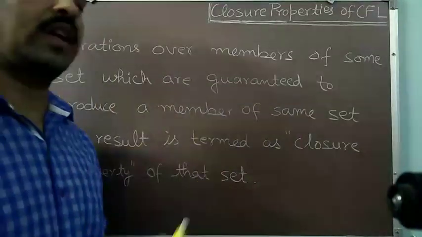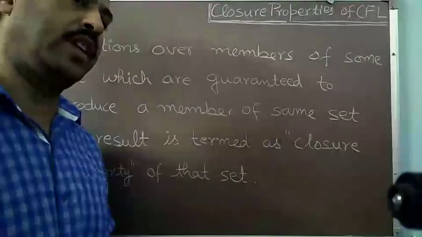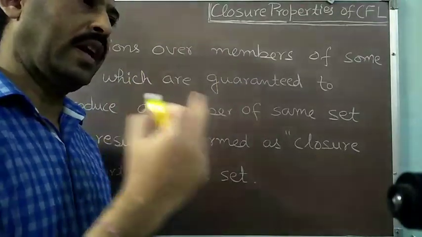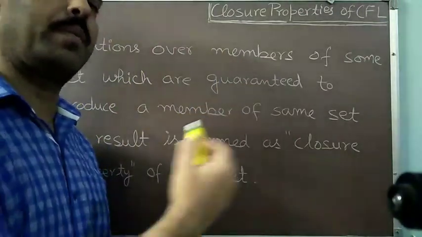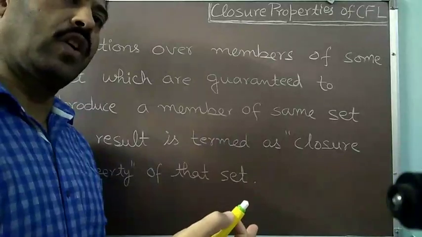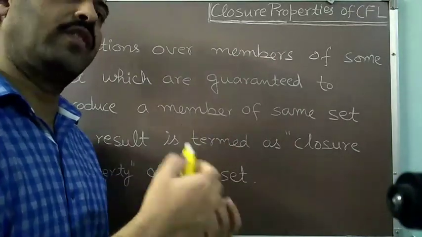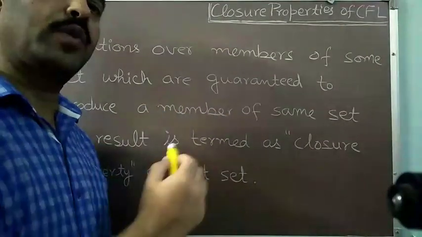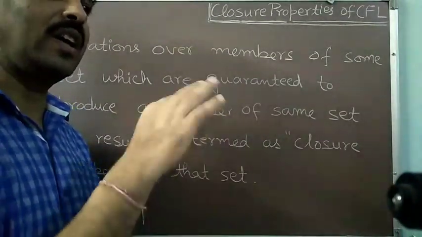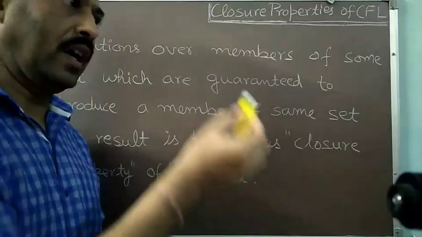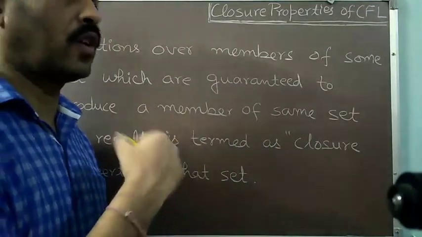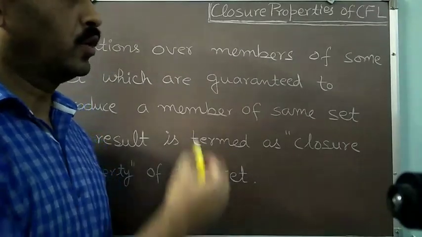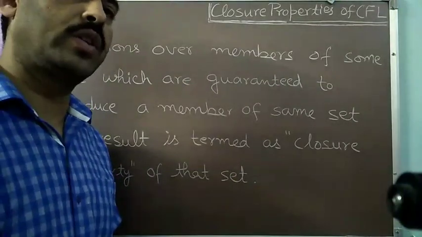From this definition, we can understand that if we take a set of positive numbers and perform an addition operation over some of the members of this set, then the result will always be present in the same set. The result will always be a positive number. So that's why the set of positive numbers is called closed under the addition operation, and this addition operation is called one of the closure properties of this set. So in this manner, we define the closure properties.